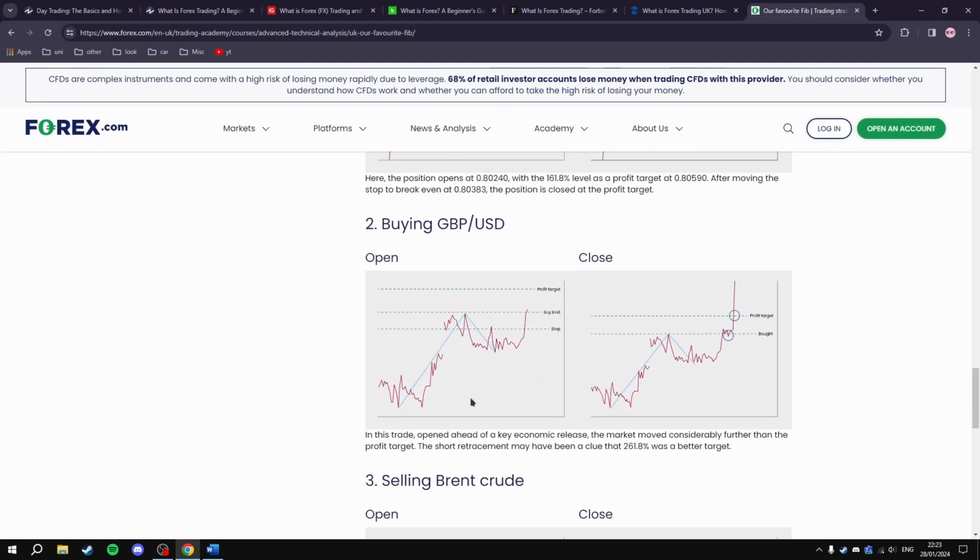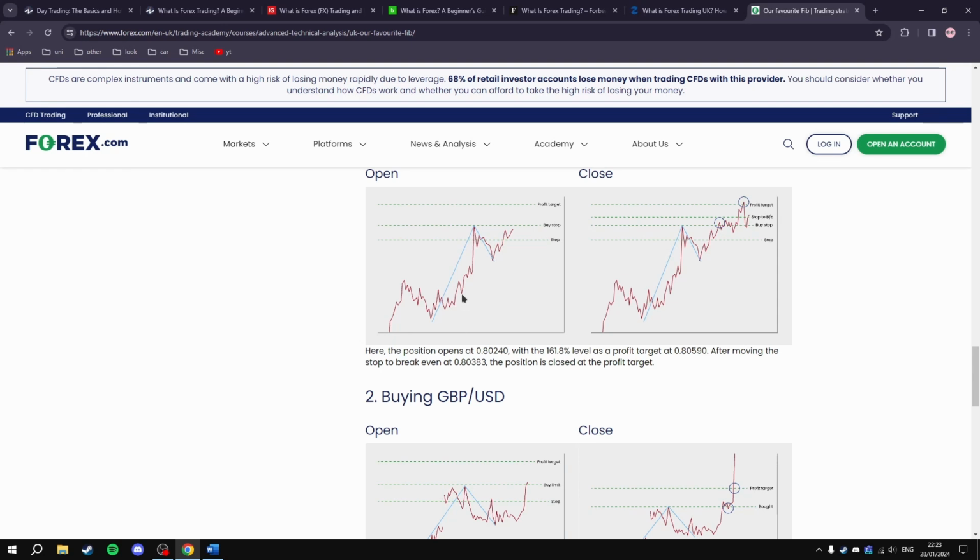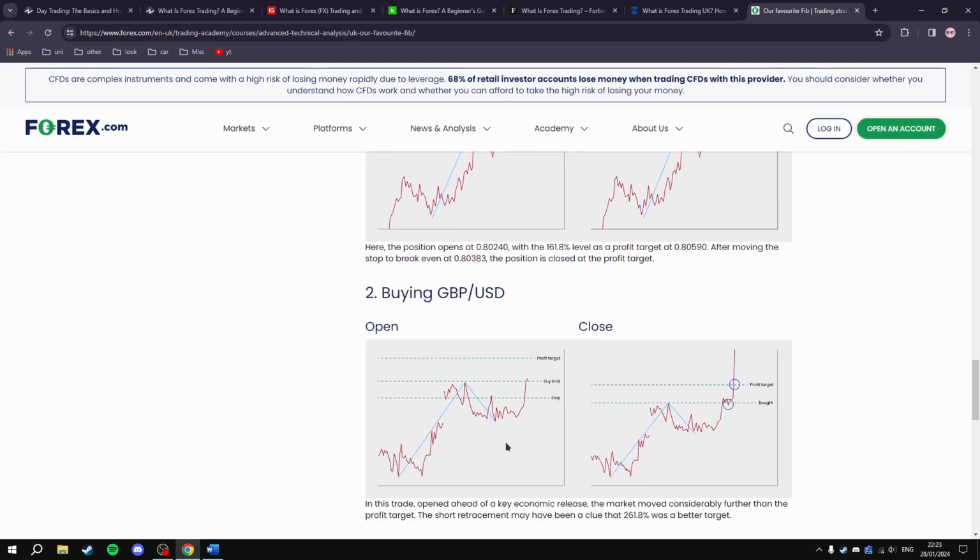In this trade, opened ahead of a key economic release, the market moved considerably further than the profit target. The short retracement may have been a clue that 261.8% was a better target. Wait, so the market moved considerably further than the profit target. The short retracement may have been a clue, so that bit there, that 261.8% was a better target. Is that shorter than that? Apparently it is. So boom, boom, boom.